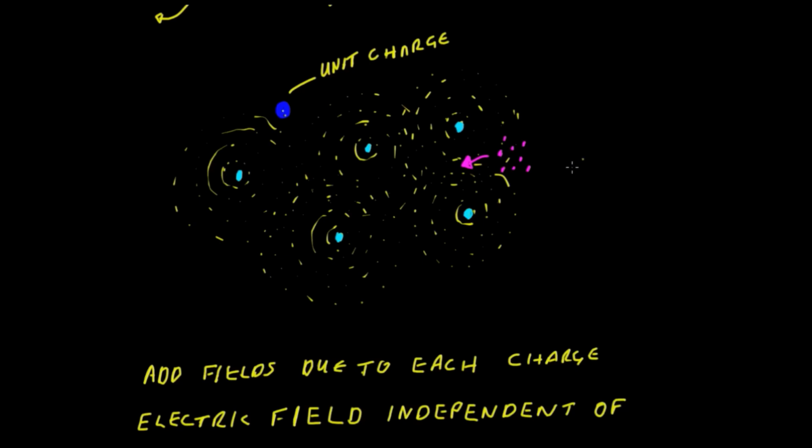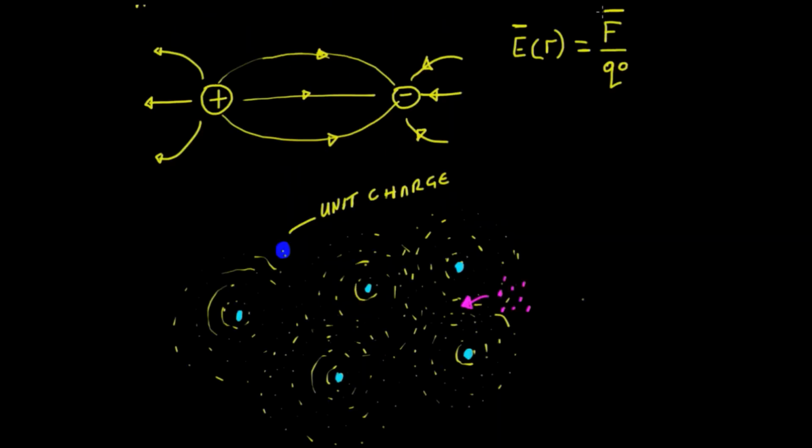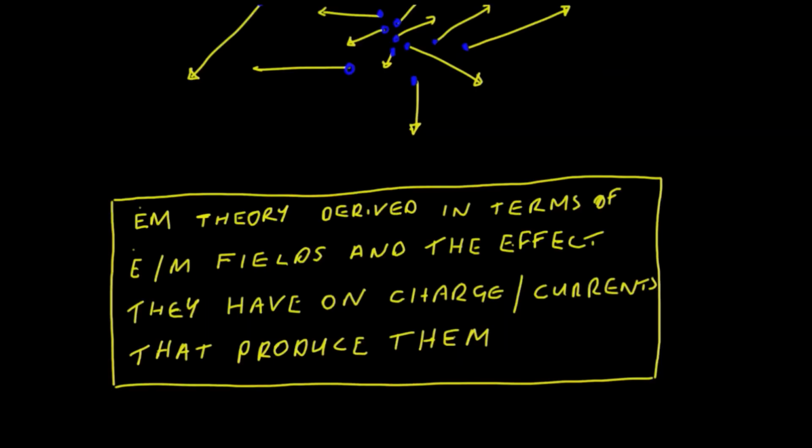So we could bring a distribution of charges, say that's the pink ones there, into this field, and then we can work out that the force on each of the charges is going to be given by the electric field strength, which is just a function of position, times the value of each charge. So electromagnetic theory is derived in terms of electric and magnetic fields, and the effects that these fields have on charges and moving charges or currents. And these moving charges and currents are the actual things that created magnetic fields in the first place.